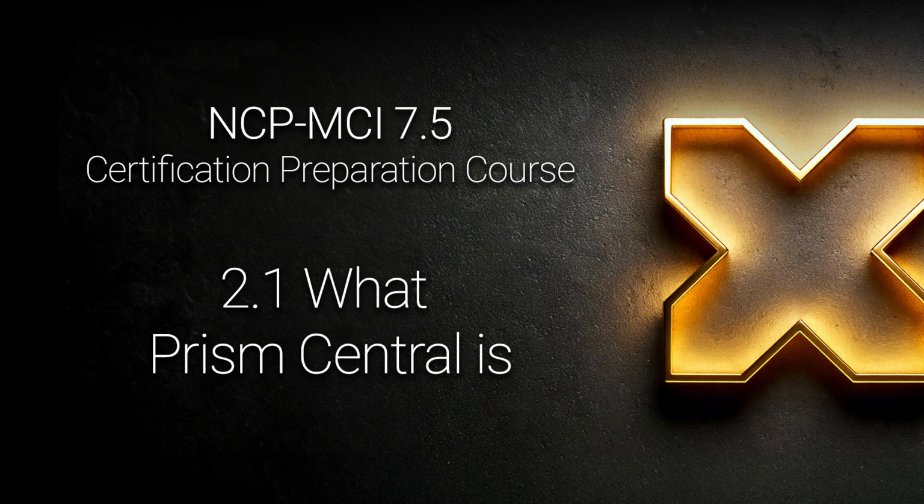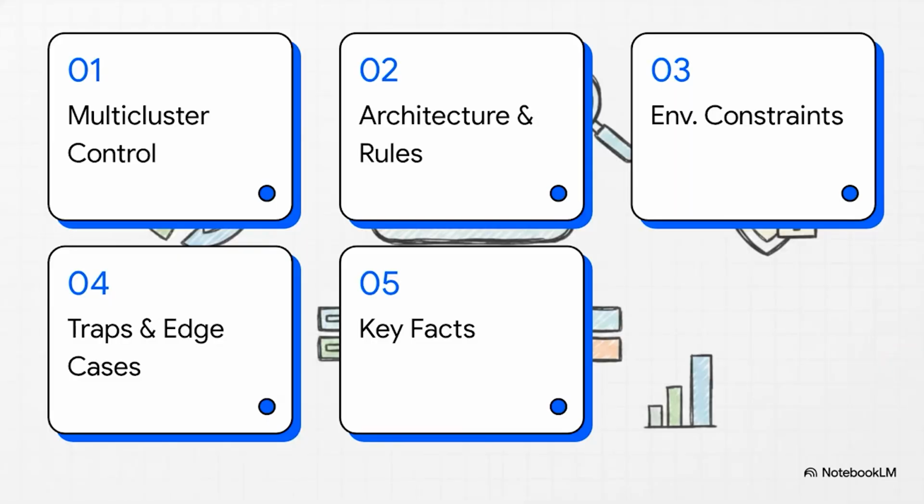And hey, we aren't going to rush this. We want to really dig into the underlying why so you actually understand the architecture, instead of just rote memorizing a bunch of facts. Let's get right to it. Here's our roadmap for today. We'll hit the multi-cluster control plane, architecture and scale-out rules, deployment environment constraints, exam traps and edge cases, and finally wrap up with key facts to memorize.